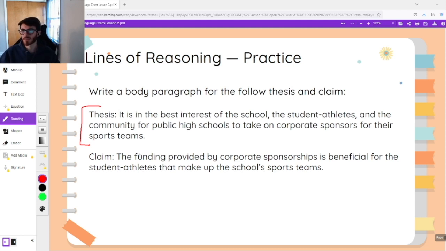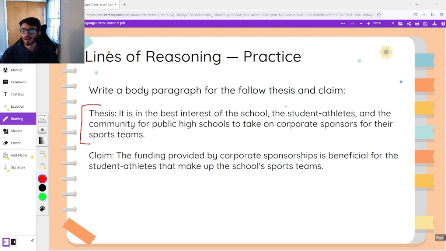There's no specific number of pieces of evidence that you should have, but you should have enough evidence to sufficiently support this claim, and enough commentary to sufficiently link the evidence to the claim and the claim to the thesis. Go ahead and pause the video now. Take as much time as you need. Give this your best shot. Try to write a full body paragraph for this claim and thesis. And when you're done, unpause it, and we'll look at my example.